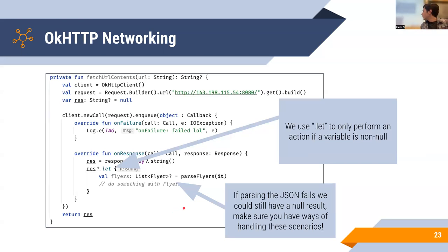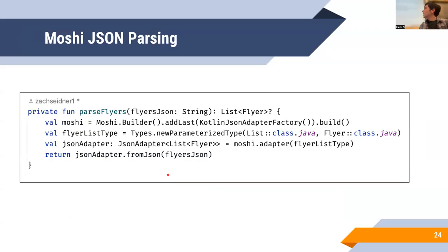Oh yeah, something I didn't mention, which is good that past me wanted to mention, is this list of flyers, see this question mark? That means that even after we parse the JSON, it still could be null. Even after we get this response that we know is a string, if we parse the JSON but the JSON doesn't conform to what we expect, then this list of flyers could still end up being null. So we need to be really careful about how we handle null values throughout this entire thing.